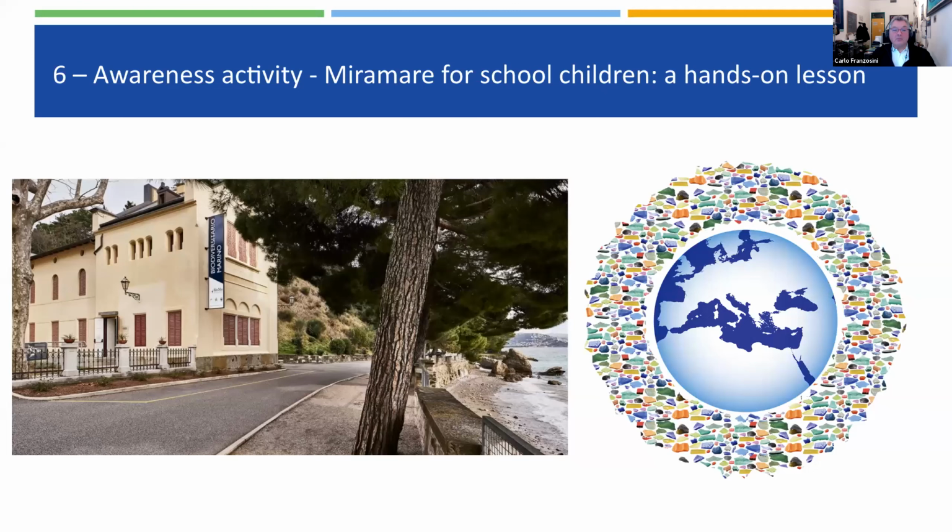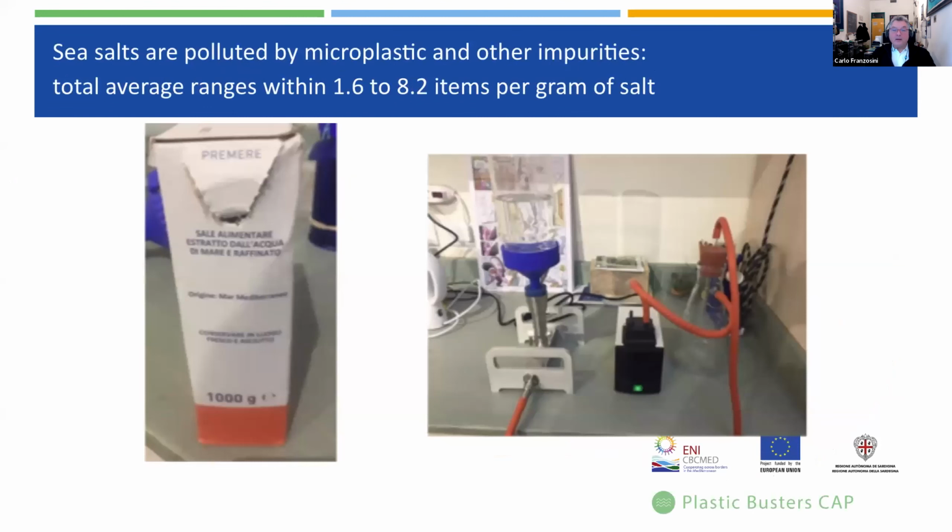At last, what we have performed in this project is an awareness activity within Miramare premises for education. This is our site within Miramare MPA, and we performed for the school children a simple analysis of what is the content of microplastic within the salt used in kitchen. If you can see on this box, this is salt produced by Mediterranean water, seawater, and refined. This is a box of 1 kilo salt, normally available on the market, in the supermarket.